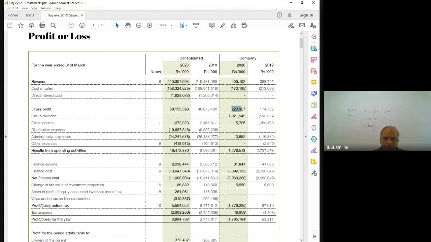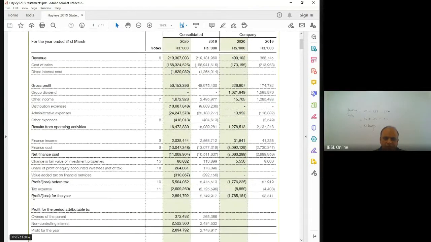Then you see the gross profit. Then what is net profit? Net profit is the profit or loss for the year. That is this line. Okay. Now look at this. This is the tax, the amount of tax. And this is the profit before tax.